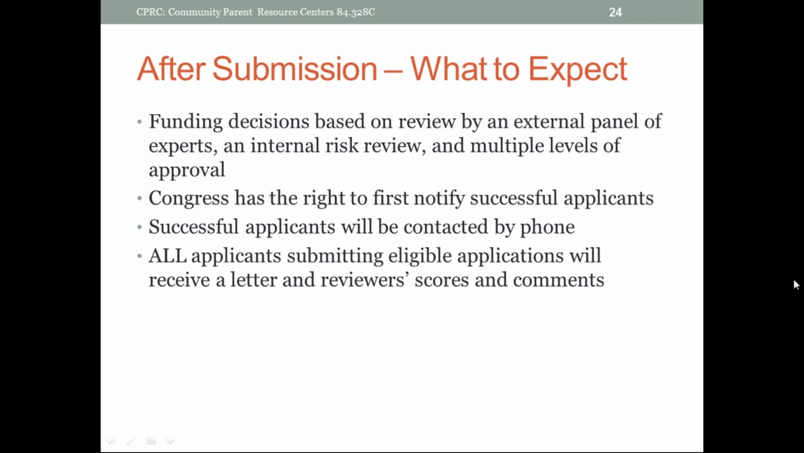Once that period of time has passed, somebody from OSEP, either me or who your project officer would be, will contact you by phone to congratulate those who are getting funded. After that, everybody will get a letter. Every eligible applicant's application that was read, the applicants will receive a letter, and with the letter they will also get the reviewer scores and comments. Made anonymous, you'll know who they are, but you will get the full reviewer scores and the comments. So that's what you can expect after a period of time.